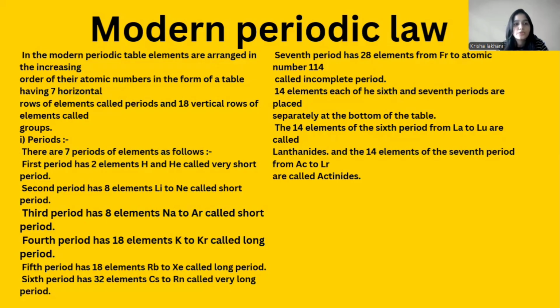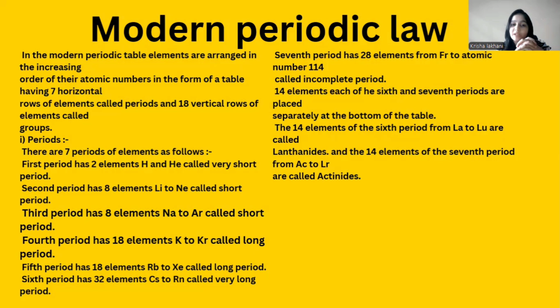Let me start by sharing my screen. So here we start the modern periodic table and its laws. In the modern periodic table, the elements are arranged in increasing order. So how is it arranged? When we see the periodic table, it goes from the lowest atomic number to the highest, and it goes on increasing, increasing, increasing.